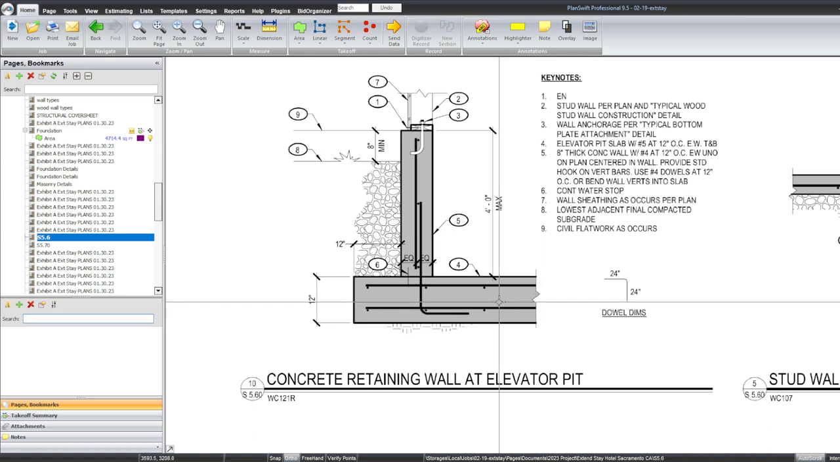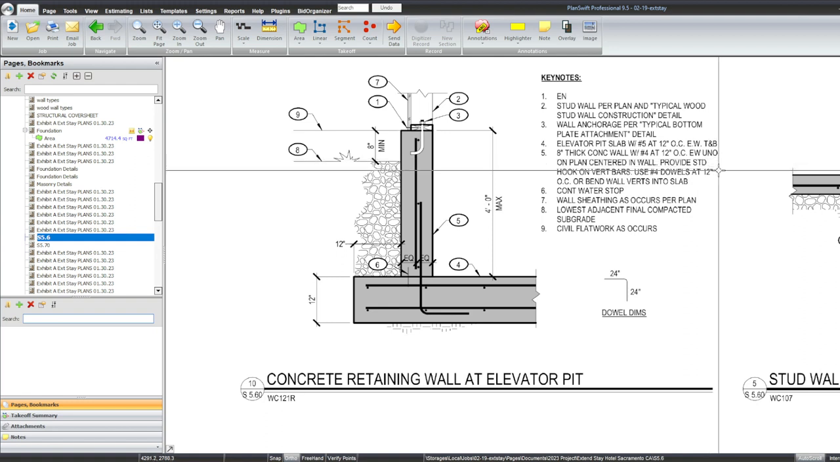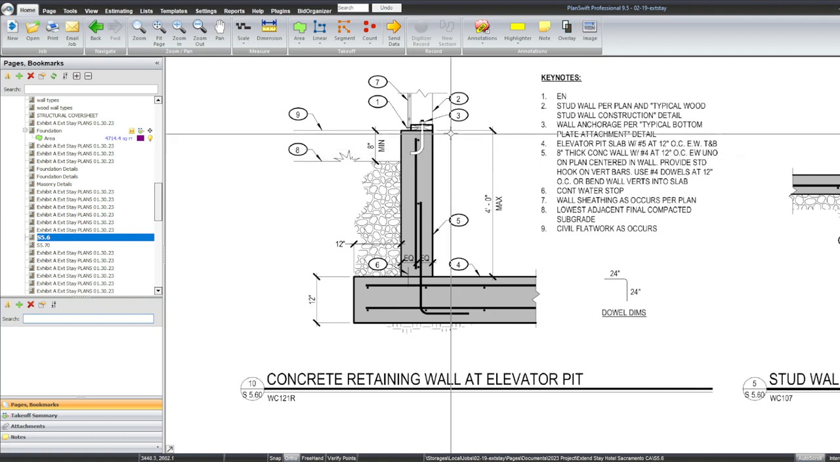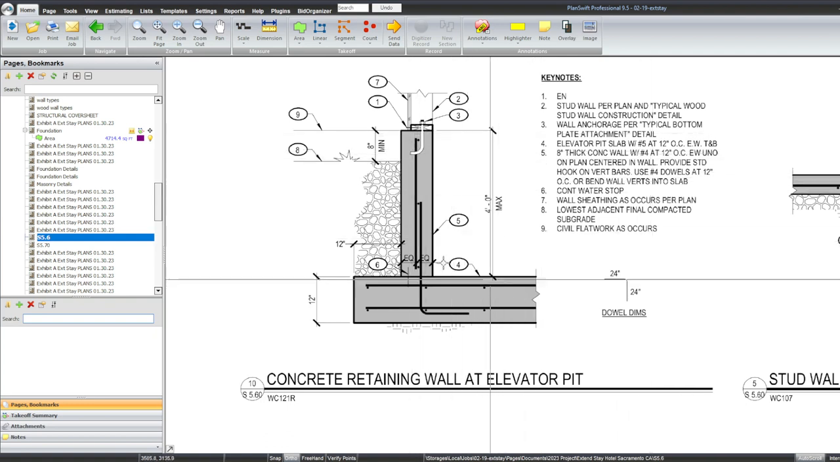This is a totally different beast, though, right? This is a 4-foot wall, straight up, 8 inches thick. The number 4s, provide stud hook on vertical. Barns use dowels at every foot, off center or bend. Okay, that's 5. Those are the dowels. So that's the connection, the reinforcement between the wall and the foundation. And then the wall itself.